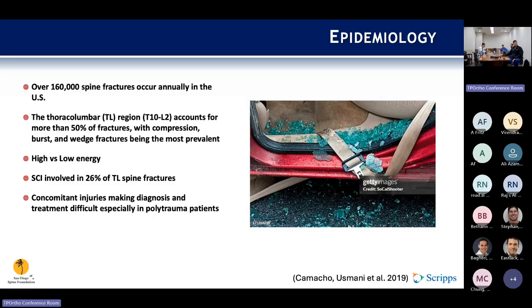And then a lot of these spine trauma patients, just like any sort of trauma center, are going to have concomitant injuries. So many of these patients are polytrauma patients, which can be especially difficult in terms of managing their injuries.